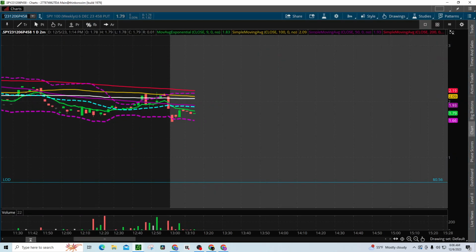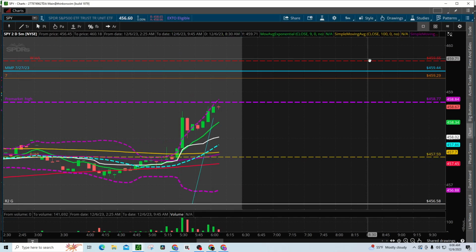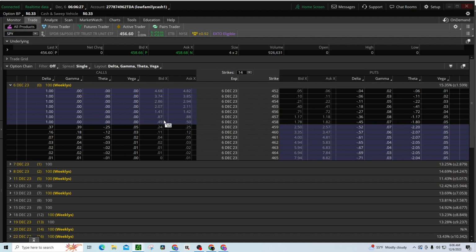So the next one I'm going to pull up, because these are up 2 points. This is weird option pricing here on the deltas.